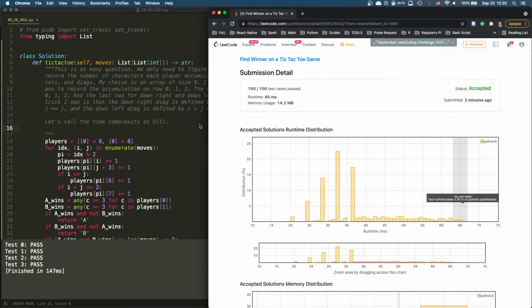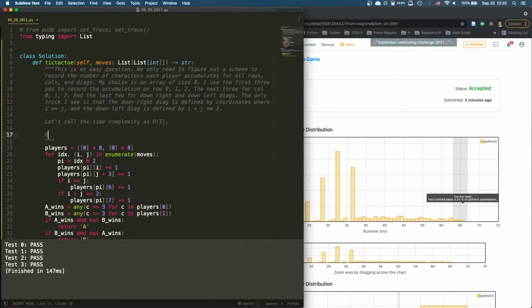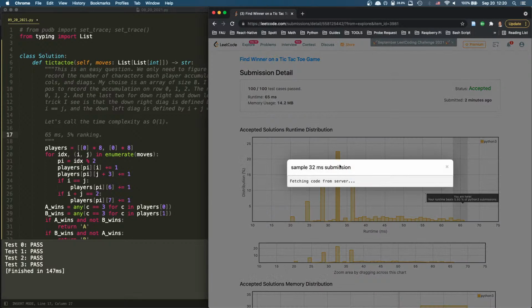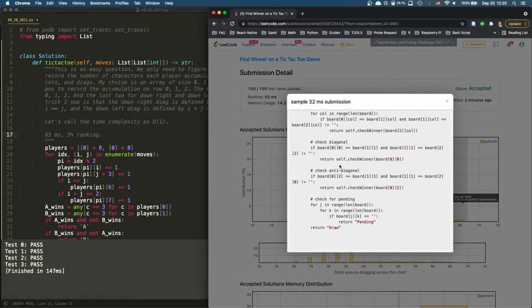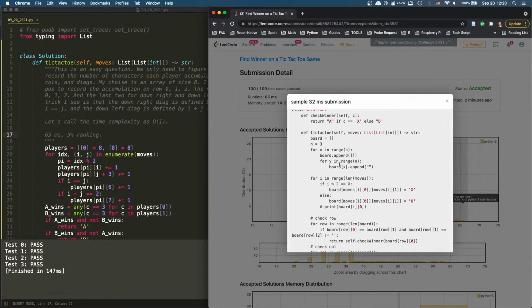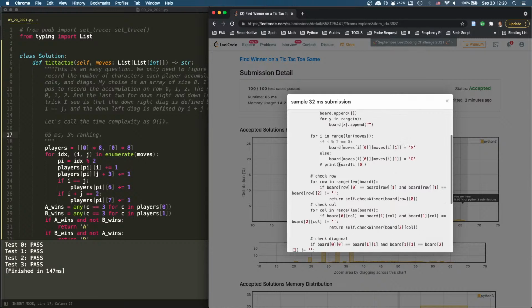Oh wow, we're very slow. We're around 65 milliseconds. It's only 5%. Right, there are better ways, huh? Let's see. Oh my god, check winner. They're actually appending the board. Oh my god, they're appending the board.